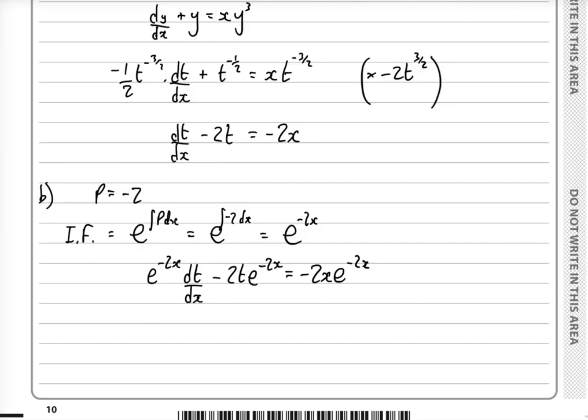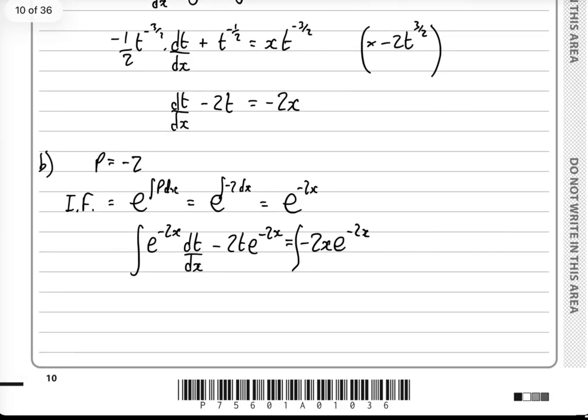And the reason we do that is so when we integrate this, the left-hand side is an exact differential, and it is e to the minus 2x times t. And you can see if you differentiate that, you do indeed get the expression immediately above it. Now, on the right-hand side, we're going to have to integrate this, which is looking like integration by parts.